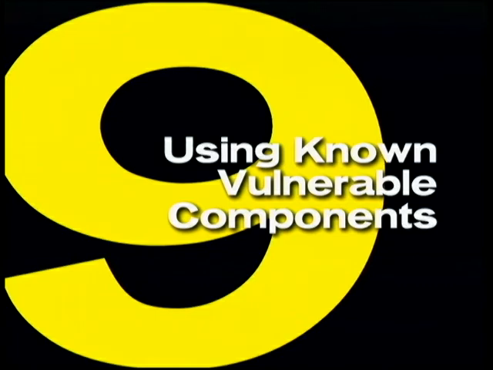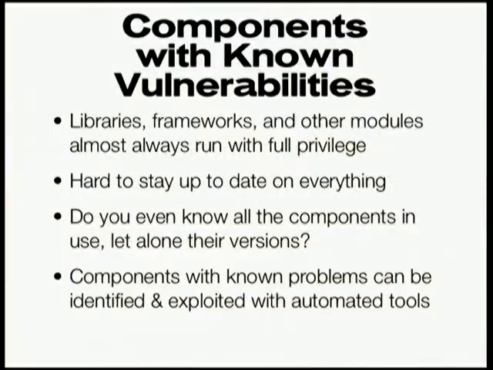So number 9 is using known vulnerable components. Well, no one would do that, right? That's dumb. So libraries, frameworks, and other modules will almost always run on your app with the full privileges of whoever they're installed by. And it's really hard to stay up to date on them. I don't know all the components that we use, and I don't even know their versions, right? Do you know all the things we use? If I look at the requirements, I will.